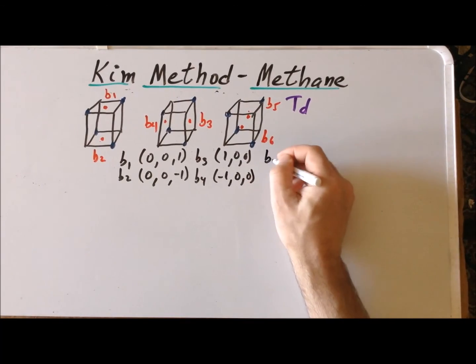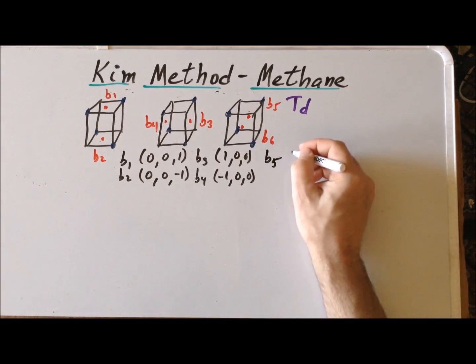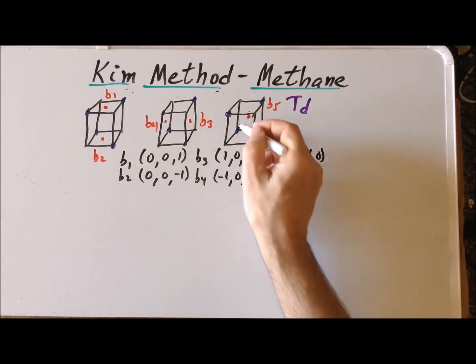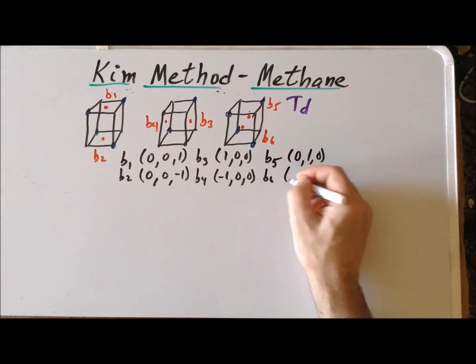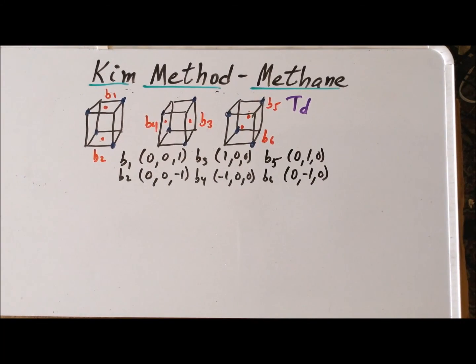Last but not least, for the last 2 bends, B5 is at the center of the back face, which gives it a y-coordinate of plus 1, so 0, 1, 0. And for B6, at the center of the front face, that has a y-coordinate of minus 1. And we notice a convenient feature of the bends for methane, if we use this particular coordinate system, is that all the coordinates are either 0, plus 1, or minus 1, and there's only one non-zero coordinate for any one of the particular bends, from B1 to B6.